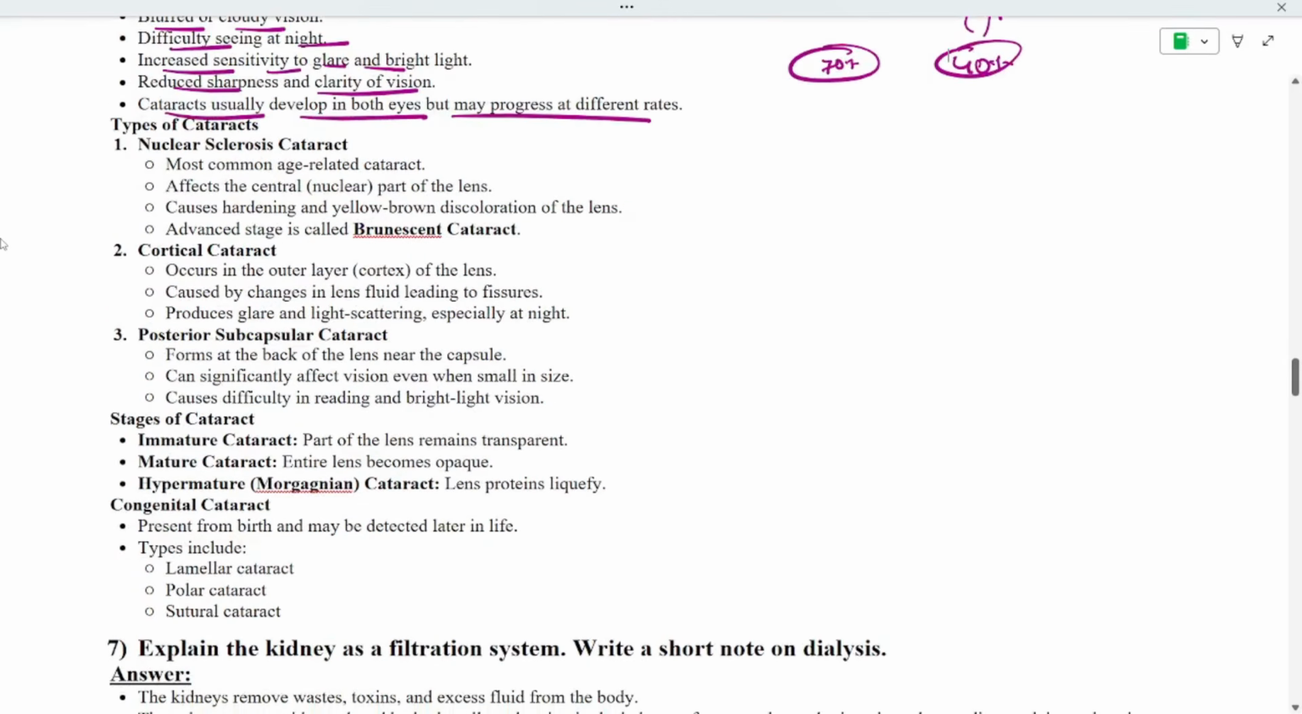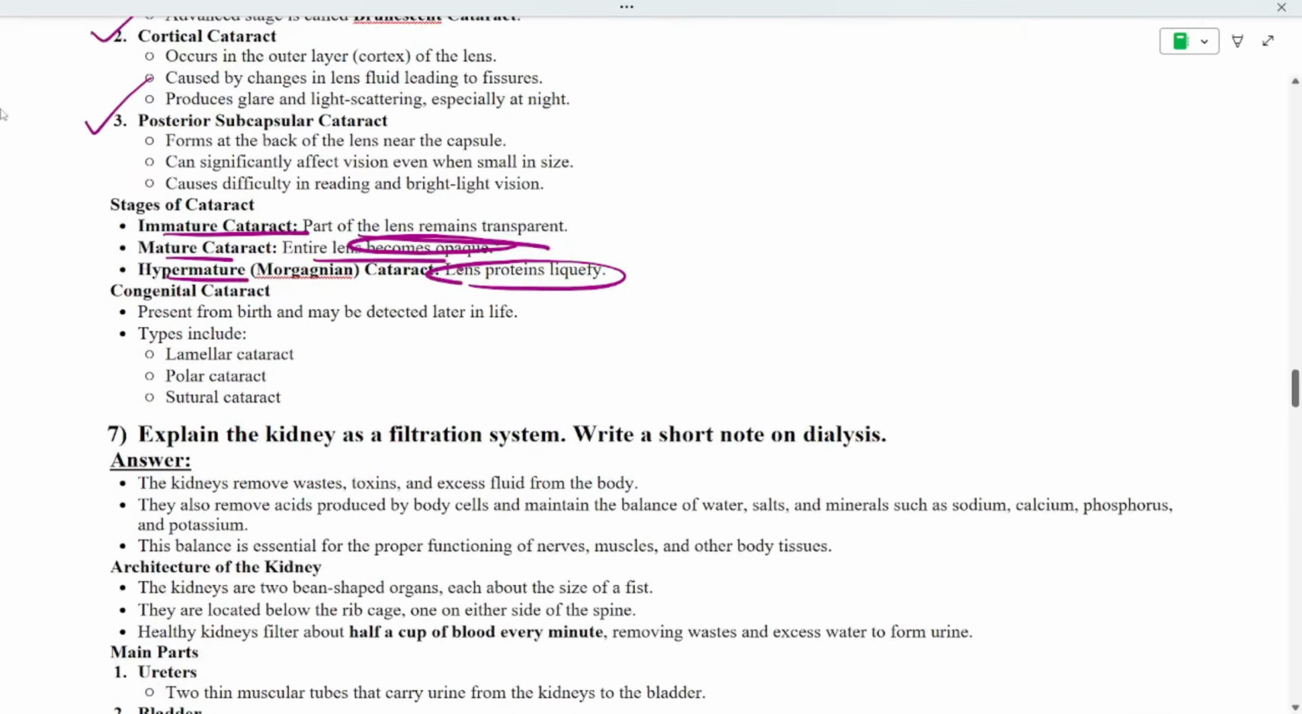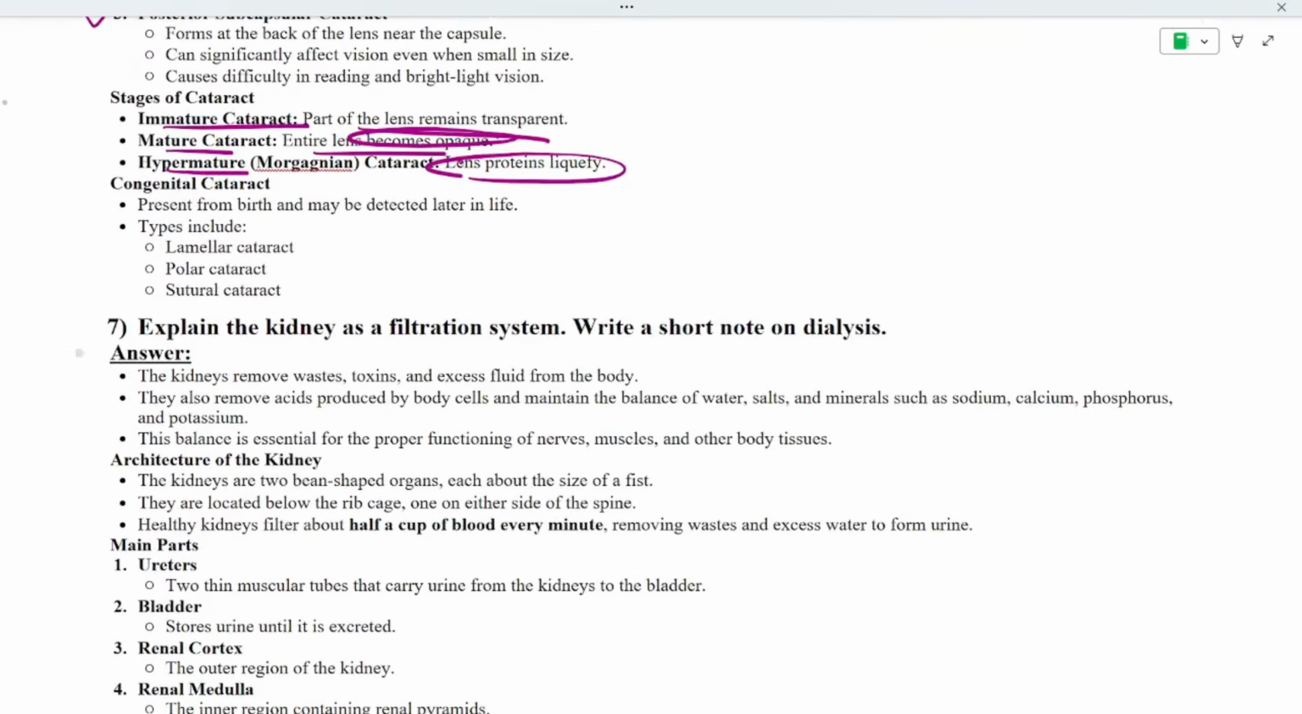What are the types of cataract? Nuclear, cortical and posterior subcapsular. Stages are immature, mature and hypermature. In immature, part of the lens remains transparent. In mature, the entire lens becomes opaque. In hypermature, the proteins liquefy, and immediate surgical implantation of a lens will be needed.